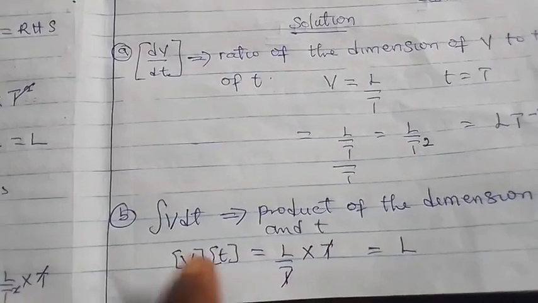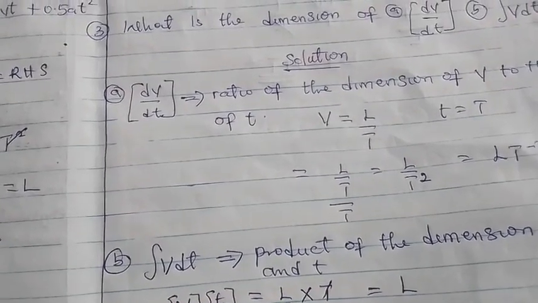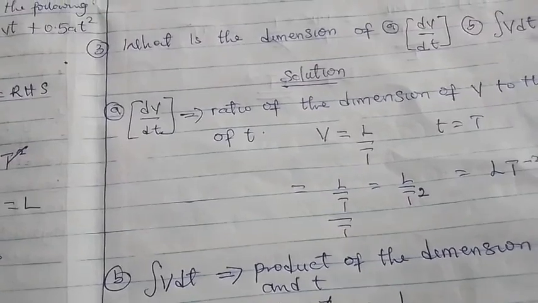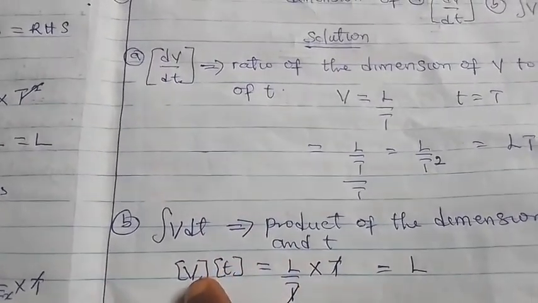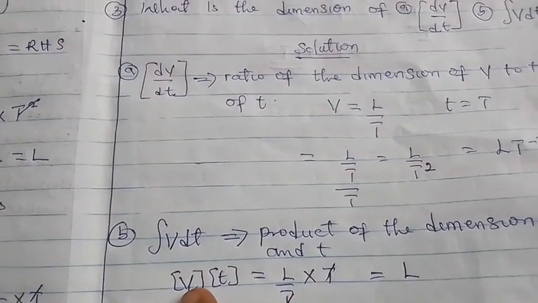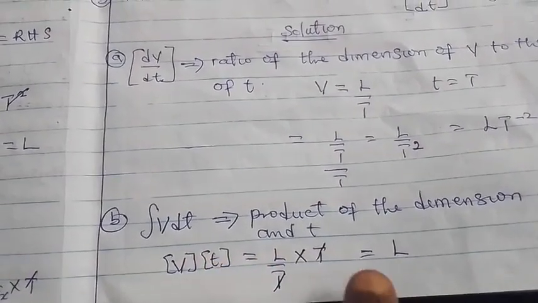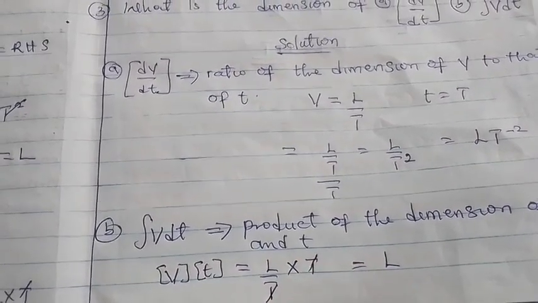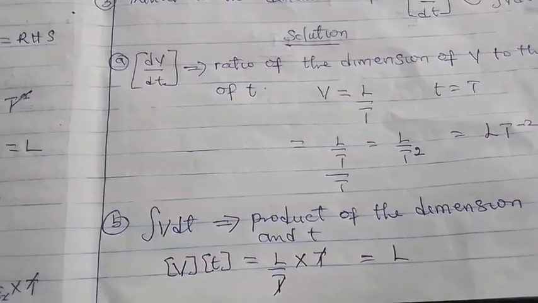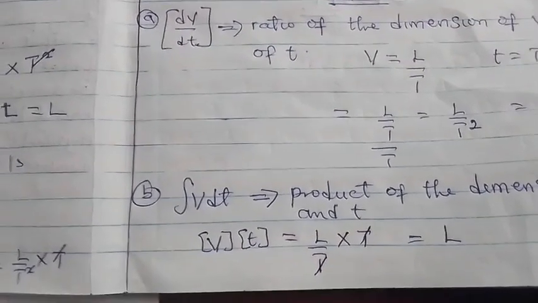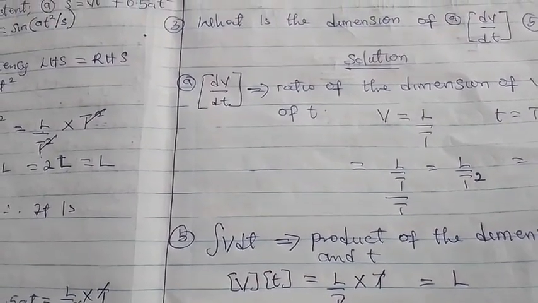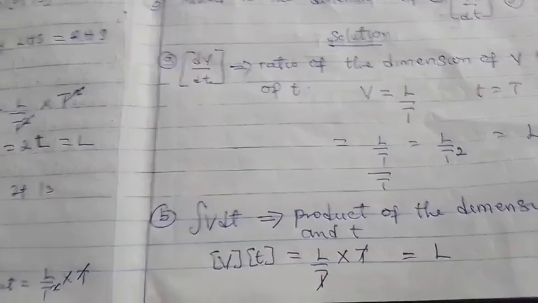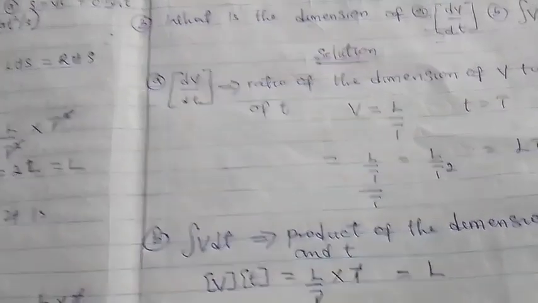Now, the integral of v dt, what's the dimension? You neglect the integral sign and the derivative sign, so you are left with the product of v and t. So we are going to find the dimension of the product of v and t. The dimension of v is L over T and the dimension of small t is T. This cancels out, that's L. So the dimension of the integral of v dt is L, which is actually true because the integral of v dt is displacement or distance, and the dimension of distance is L.